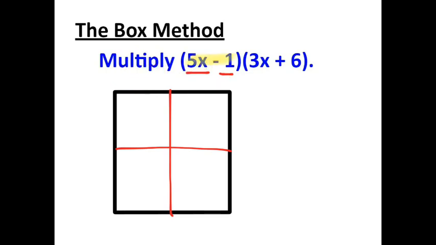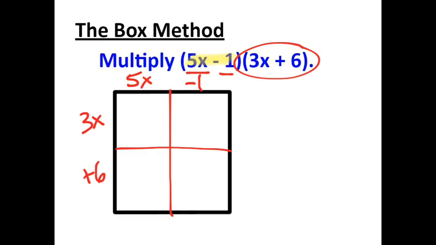So let's take a look at the 5x minus 1 to begin. I just put my 5x right there, and then the minus 1 will be on the back end. Include the sign as well. Down the other way, we'll do our 3x plus 6. So we got a 3x and then a plus 6. I like to put the plus there just so it really confirms to me it's positive.